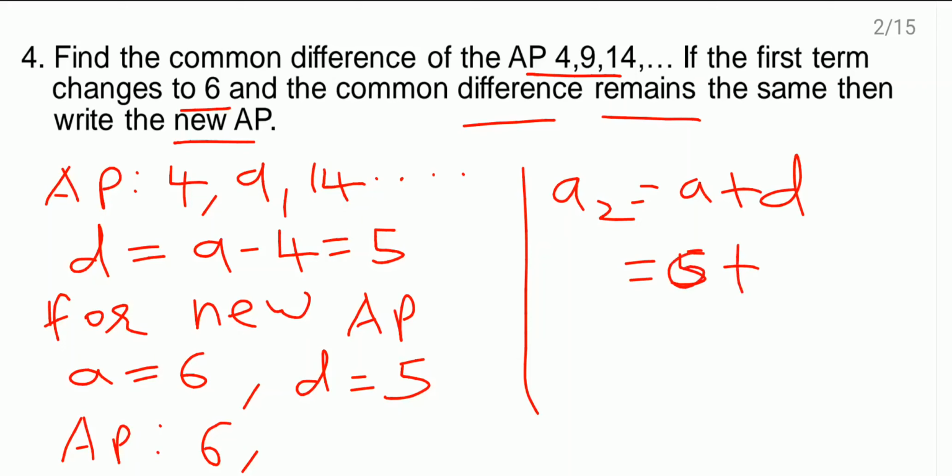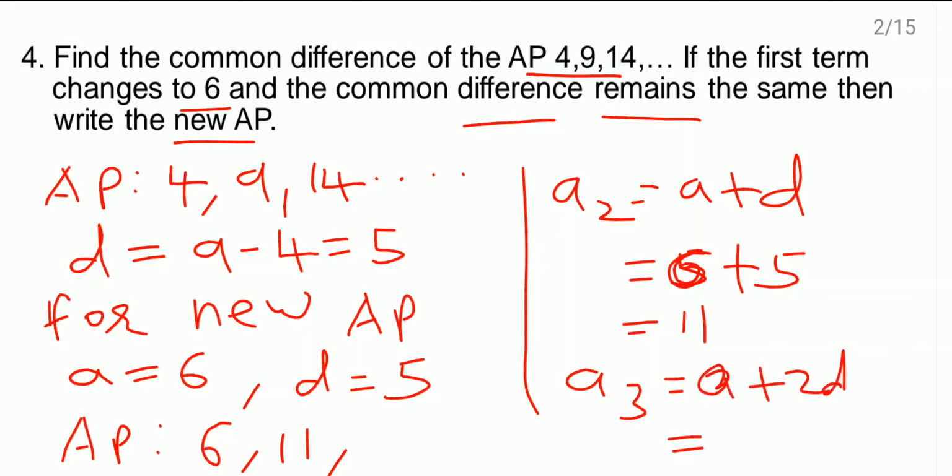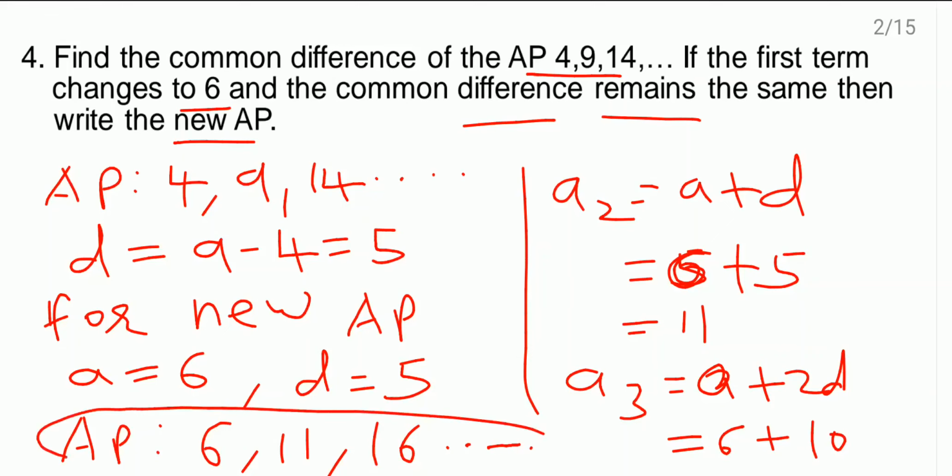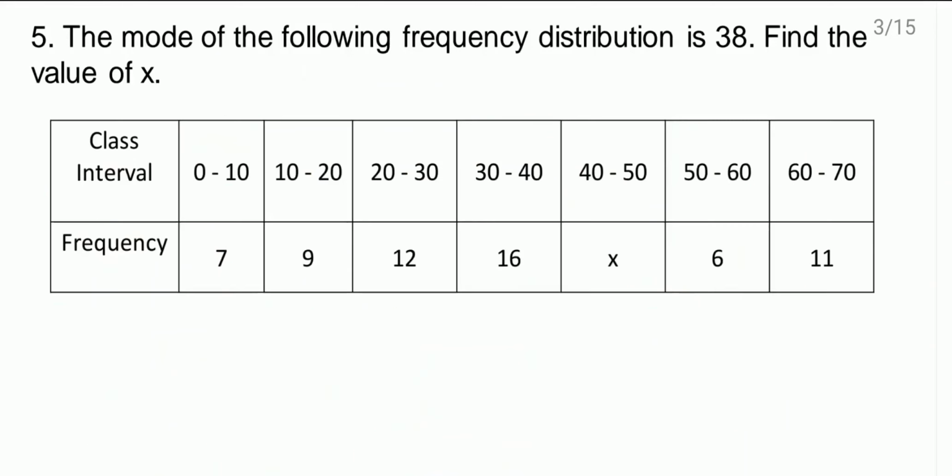6 and D is 5. So 6 plus 5, which comes as 11. So the second term is 11. Third term is A plus 2D. So A is 6, 2 times D, that means 2 times 5, it will come as 10. So the answer will come as 16 and so on. So this is our new AP. Correct? Let us go towards another sum.